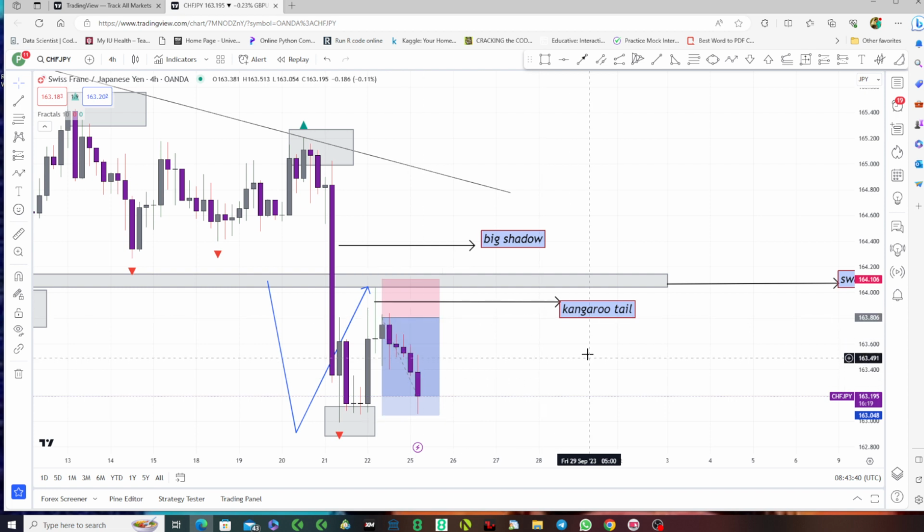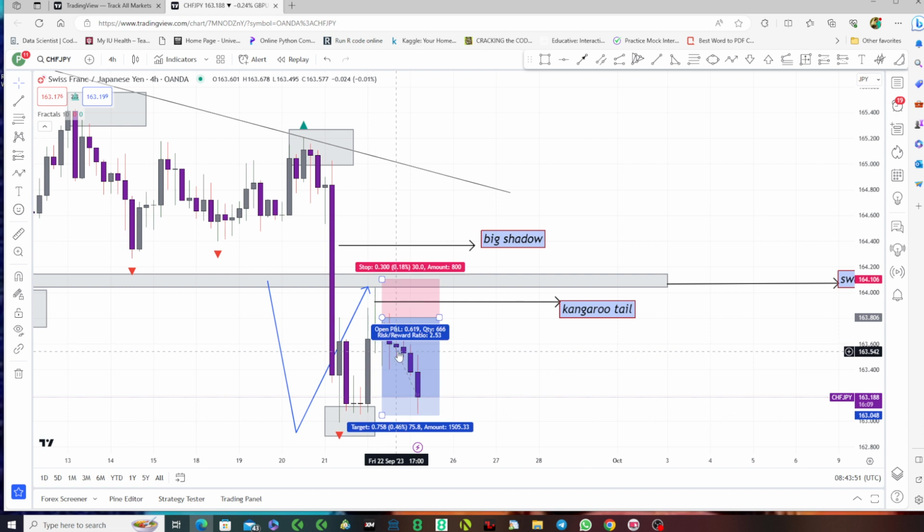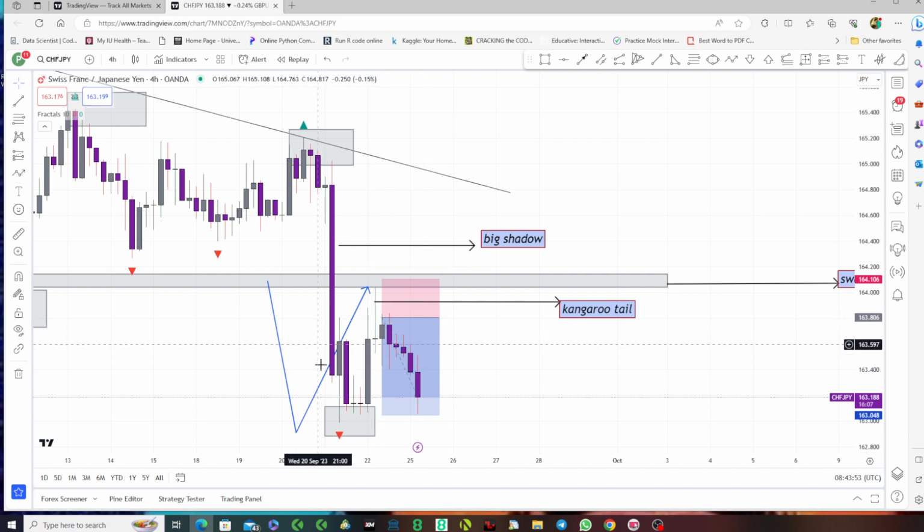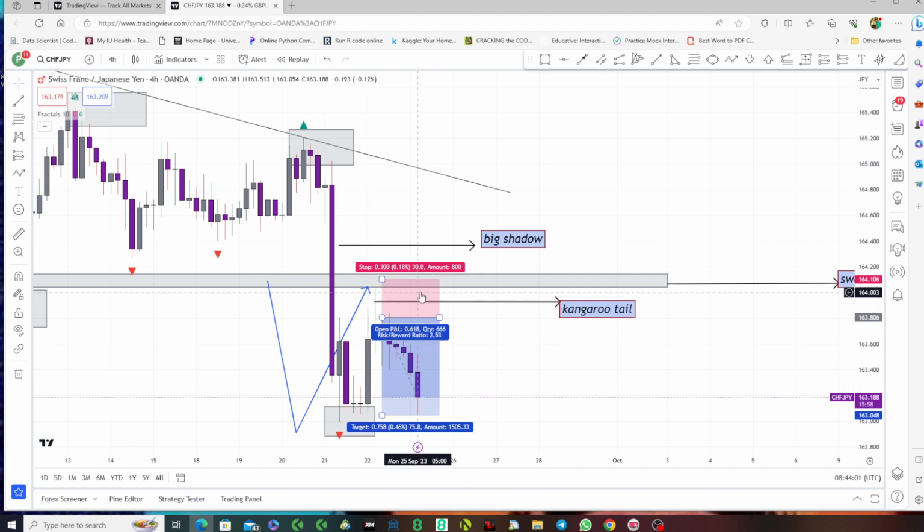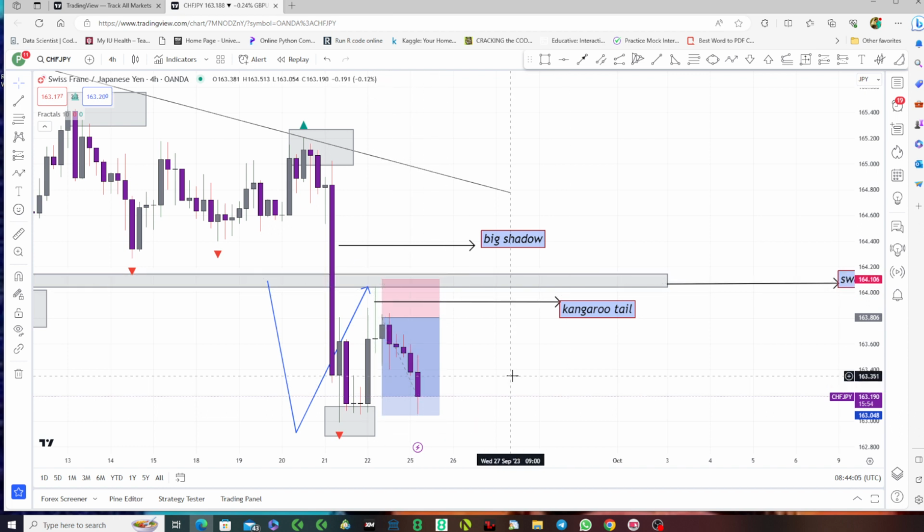That is why you identify the kangaroo tail when it opens at the close of the previous candle, and the wick must be very long compared to any other candle in this previous formation. As soon as I saw the kangaroo tail candle, I took my sell right from here, then I put my stop loss just above the kangaroo tail candle. And I watched the trade play out.